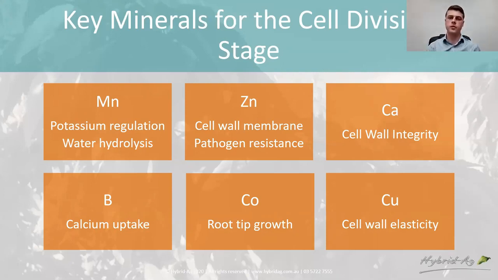And then copper, because of the role that it plays in lignin production, has an influence on the elasticity of each cell, allowing the fruit to actually expand and contract. A practical example of this is in rain. Later in the season, we often see where we have better copper levels in the sap, we actually have better resilience to cracking and splitting later on. So that's an interesting one.